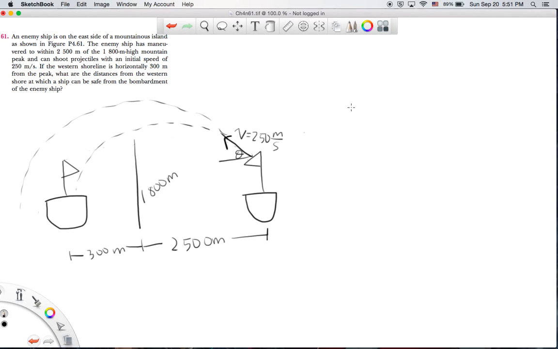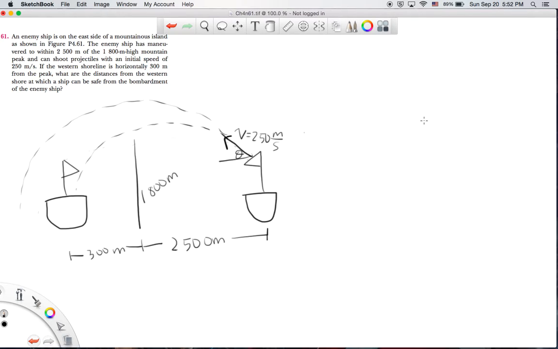This is number 61 on Chapter 4. An enemy ship is on the east side of a mountainous island as shown in figure P4.61. The enemy ship has maneuvered to within 2,500 meters of the 1,800 meter high mountain peak and can shoot projectiles with an initial speed of 250 meters per second.